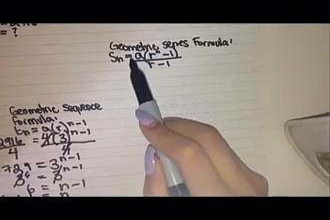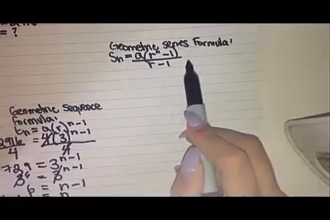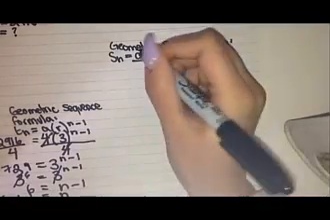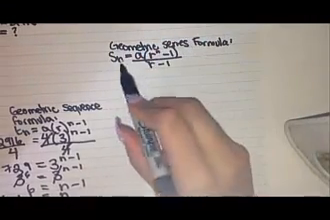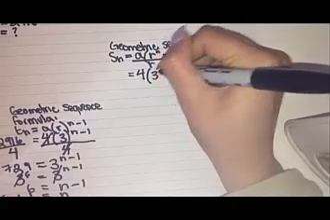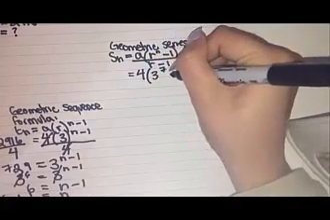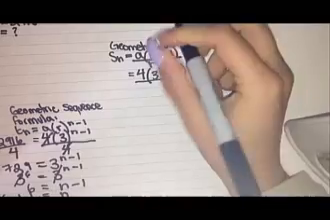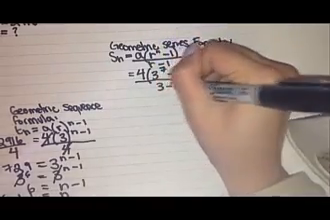So now, since we have our n value, a value, and r value, we can sub in those values into this equation. There's only going to be one variable we need to solve for, which is the sum. So we're going to plug in 4, 3 to the power of 7 minus 1 over 3 minus 1.